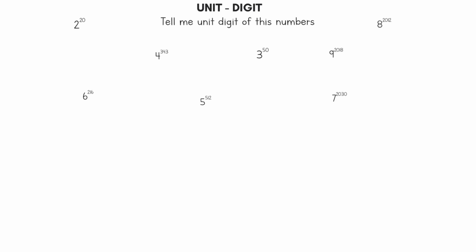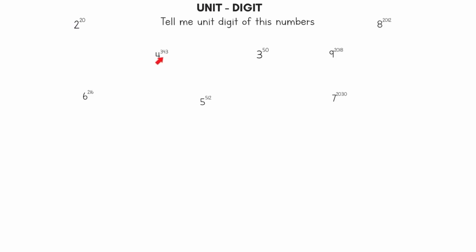Okay, so for example 4 raised to 343, tell me the unit digit of this. 5 raised to 512, tell me the unit digit of this. Similarly 9 raised to 2018, 7 raised to 2030, 8 raised to 2012, and then so on. So I'll give you any number raised to any number, you need to tell me what is the unit digit of that. Now if you can imagine, these numbers are extremely big numbers.